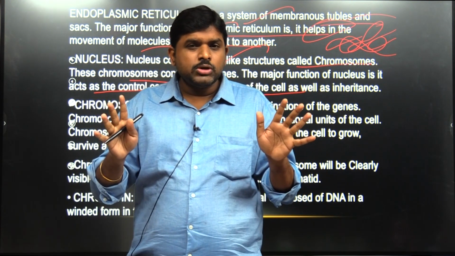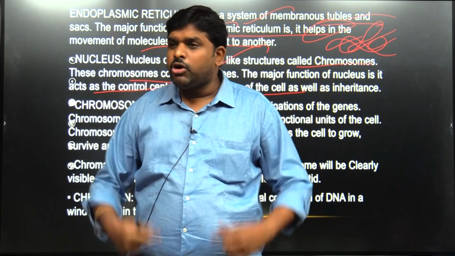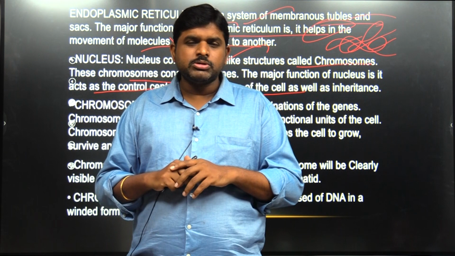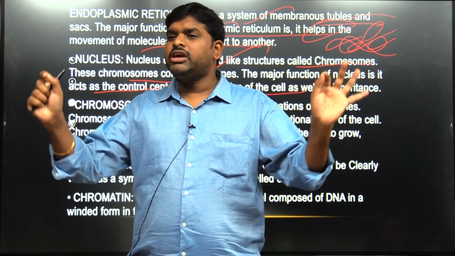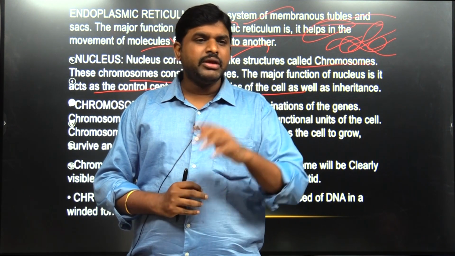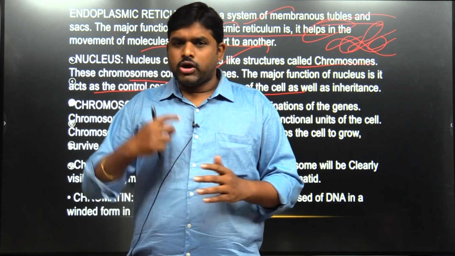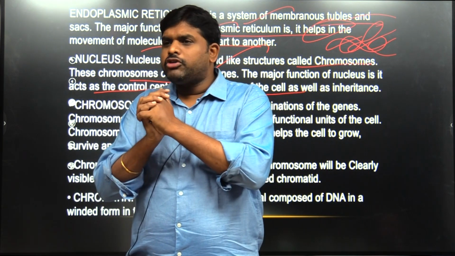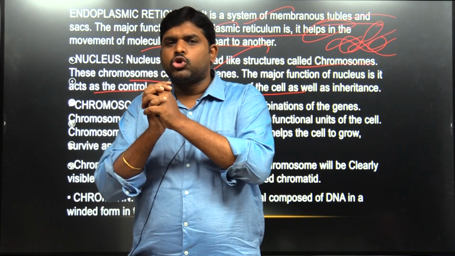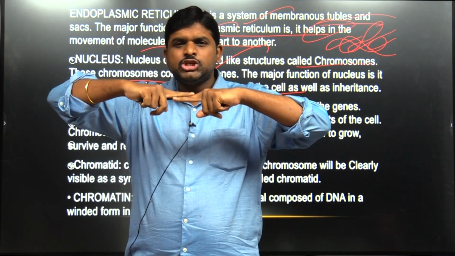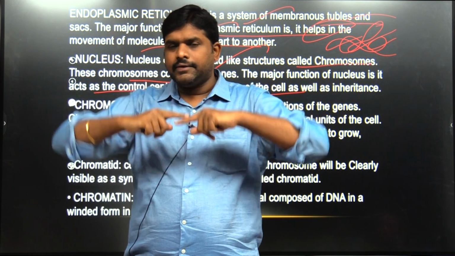So, 46 chromosomes in the body does not mean across the body 1, 2, 3, 4 up to 46. In every cell there are 46 chromosomes, arranged in the form of 23 pairs of chromosomes, which is called karyotyping, which I will be explaining in 9.1. The threaded form structure is called chromosome, the winded form of chromosome is called chromatin, and the arranged form of chromosome is called chromatid.